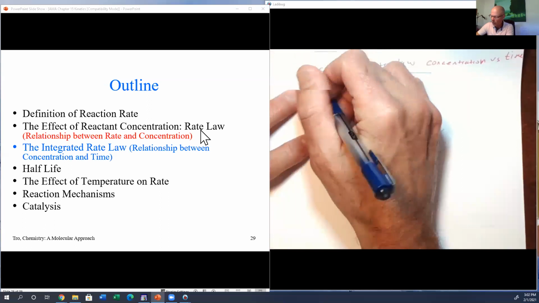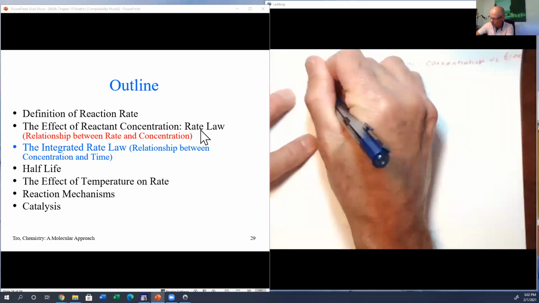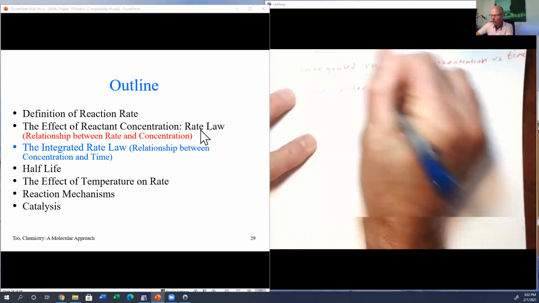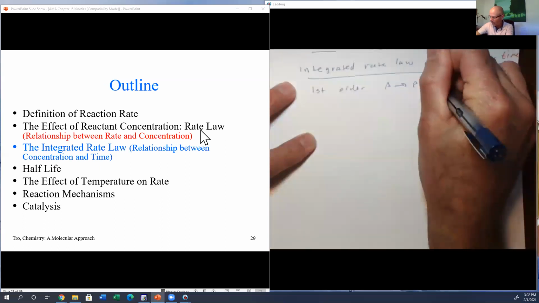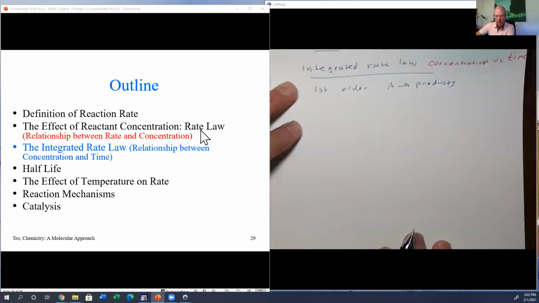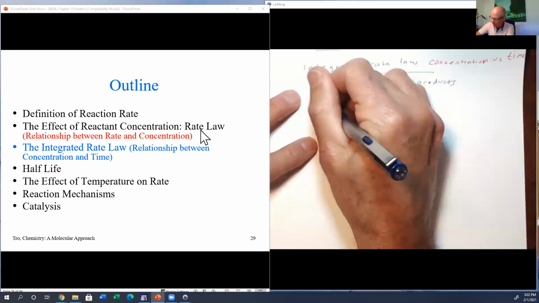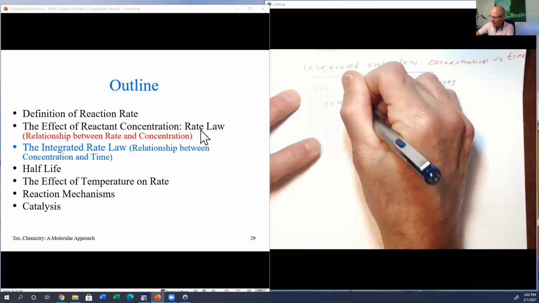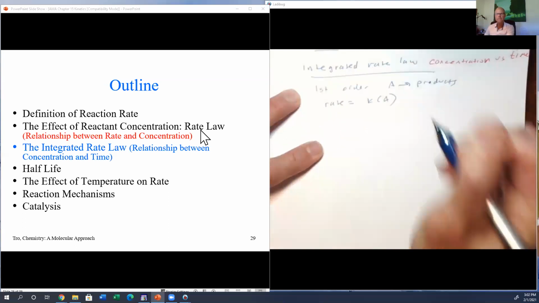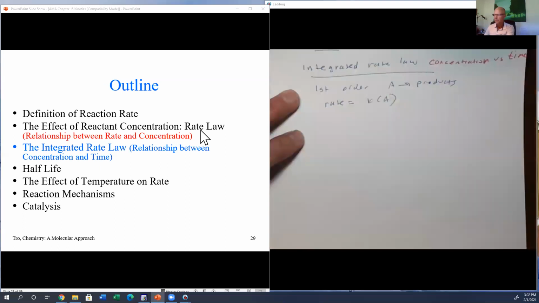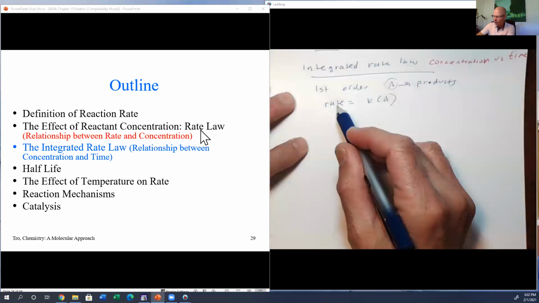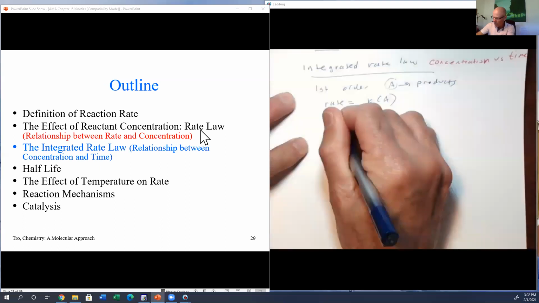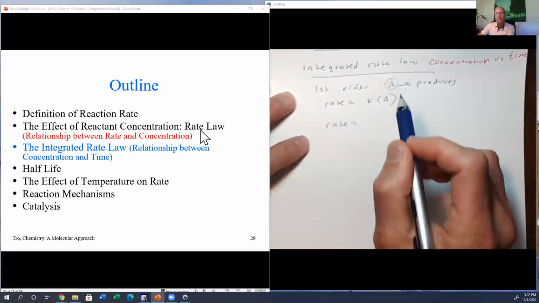And we'll start with a first order integrated rate law. So we have the reaction A goes to products. If that's a first order reaction, we know that the rate is equal to k times A. So far, so good. Now, let's go back to our definition of rate. For this reaction, how would we express the rate with respect to that reactant?